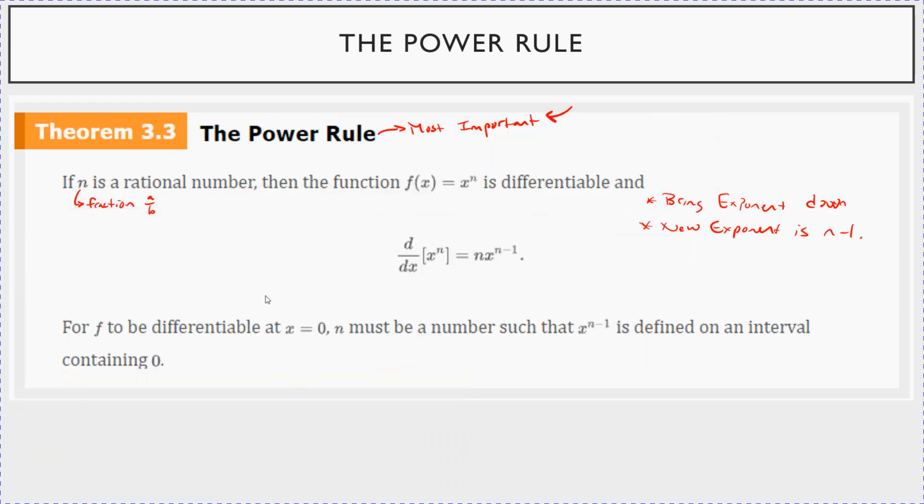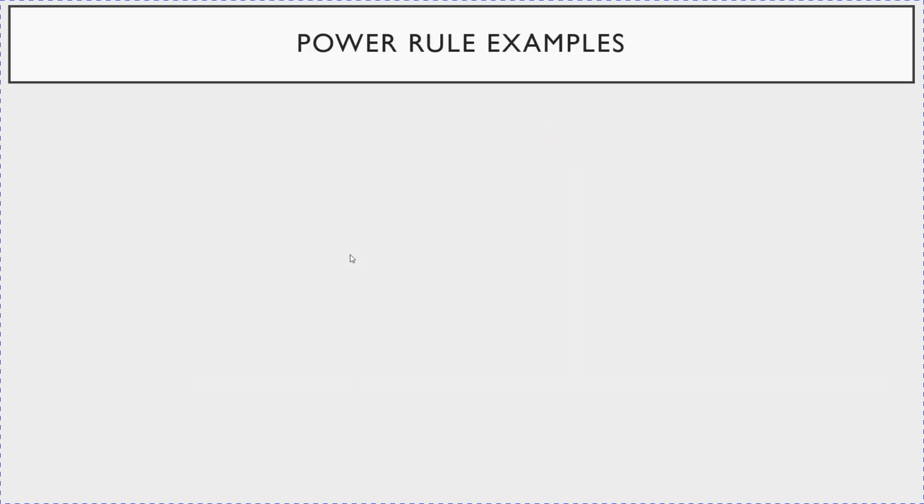So this rule might seem a little weird at first, but after you see the first example or two, it's going to make perfect sense. Okay, so let's do some examples. In each of these examples, what we want to do is find f prime, the derivative, of each of the following. So here's the first one. f of x is equal to x squared.